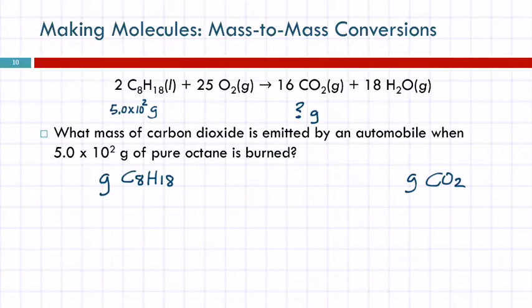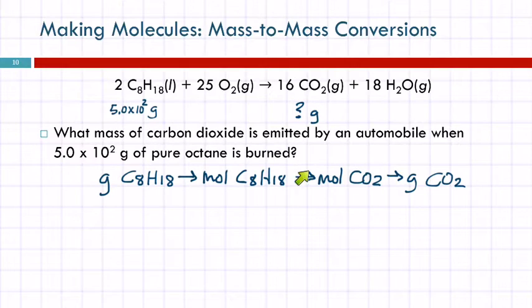Grams to moles to grams. So our path here, we're starting with grams of octane. We're going to go to moles of octane. From moles of octane, we're going to go to moles of carbon dioxide, and then to grams of carbon dioxide. Grams to moles to moles to grams. Grams of octane, because that's what they gave us the mass of. At the end, grams of carbon dioxide, because that's what they asked us to find.